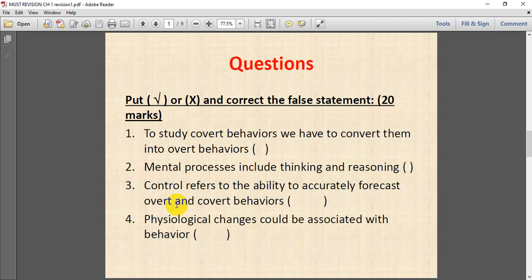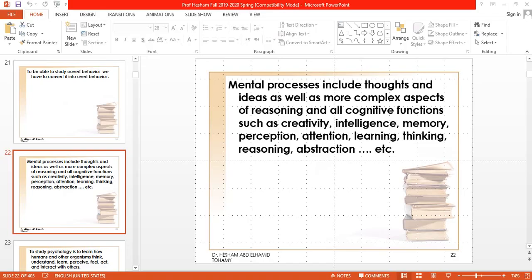Control refers to the ability to accurately forecast and or modify behavior. This sentence is false, because the ability to forecast is prediction, not control. Control is referred to as modification or altering the conditions that affect or maintain the behavior. And you can check these two slides.